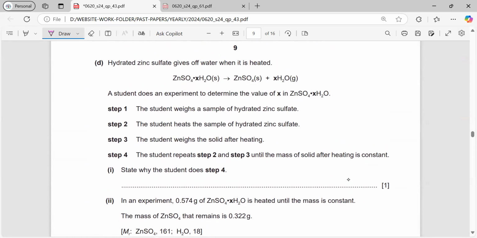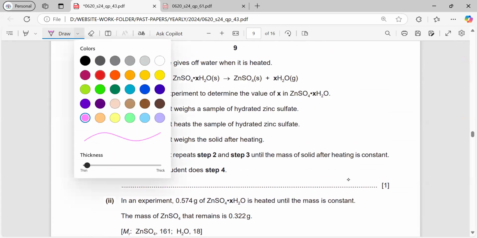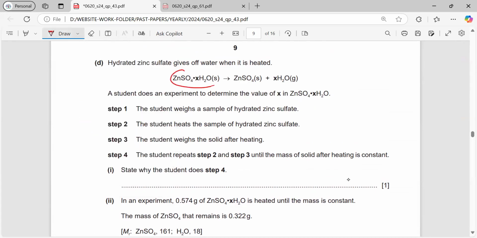Next question. Hydrated zinc sulfate gives off water when it is heated. So this is a question in which we have been given the crystals. And when the crystals are heated, the water of crystallization evaporates. It evaporates and we get only salt. We remain with the salt.